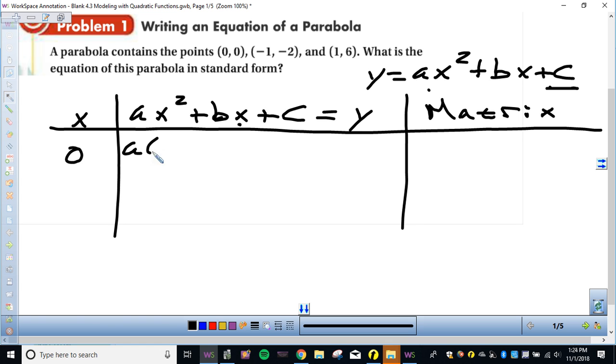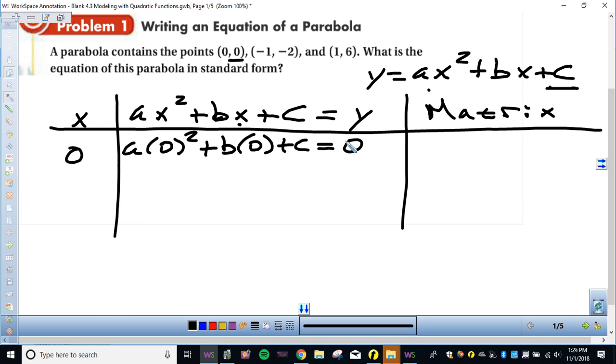So we get a times 0 squared. If you have a number you can square in here, make sure you do square it, okay? So a times 0 squared plus b times 0 plus c equals, our y value here is 0.